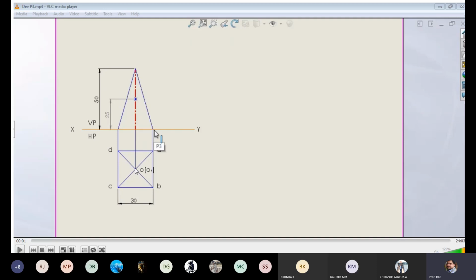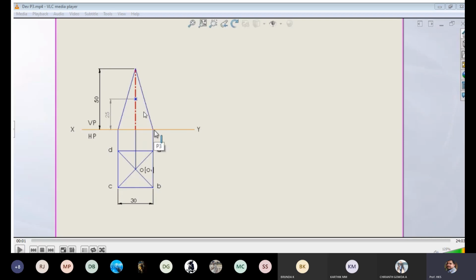Then O1B, O1A, O1D, O1C: these four lines are slant edges in the top view. From the front it will look like a triangle. This is the front view of the pyramid. Since the cutting plane is bisecting the axis, we consider the midpoint of the axis, which is at a height of 25. Like this.